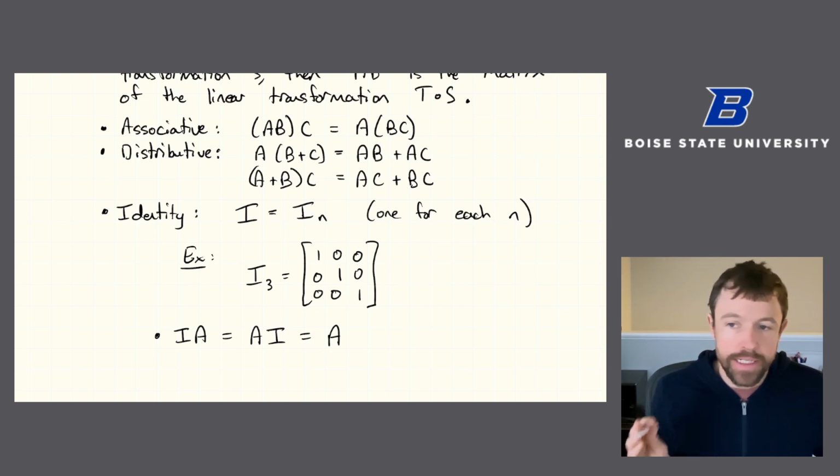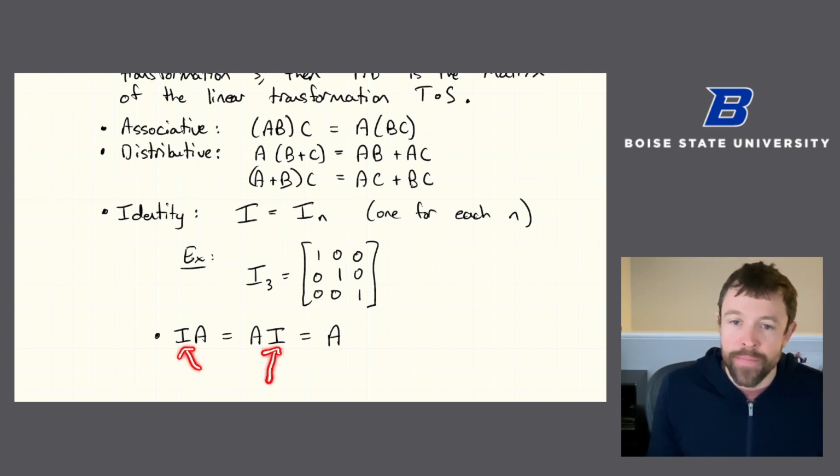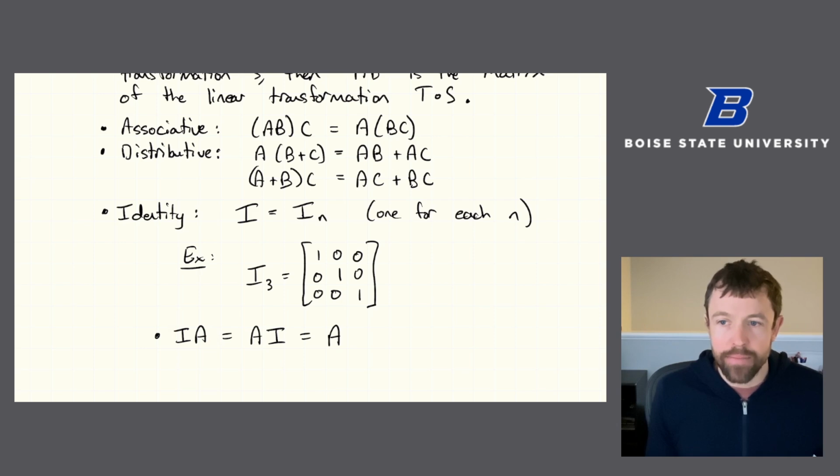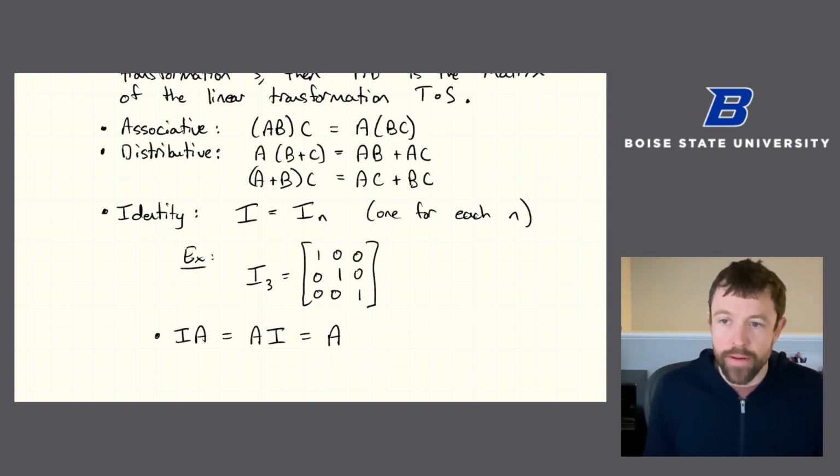Now, there's a detail here that I didn't write down, but is worth pointing out. These are not necessarily the same thing. What I've written here is very sloppy. If we're multiplying A on the left by an identity, that means the size of this is the number of rows of A. Otherwise, it wouldn't make sense. And similarly, if we're multiplying on the right, the size of this identity is the number of columns of A.